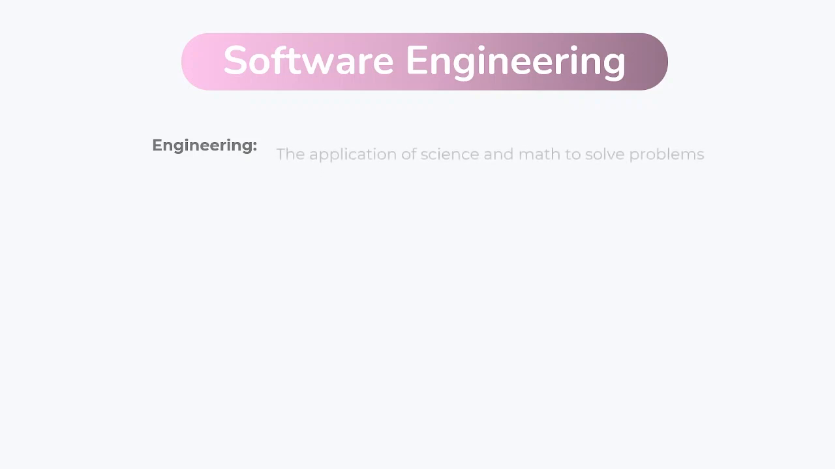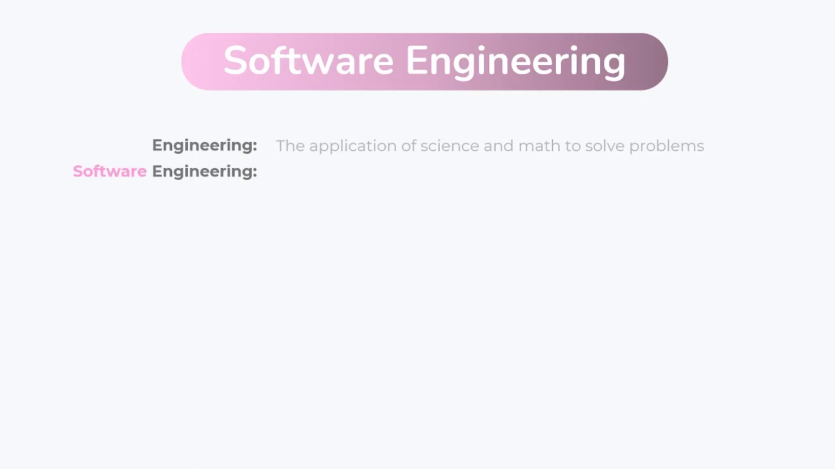This is just my own definition, and you can disagree with me on this, but I like to think of engineering as the application of science and math to solve problems in general. So when we discuss what software engineering is, it's good to say that it is the application of software to solve problems. This is my own definition, and there are many more.